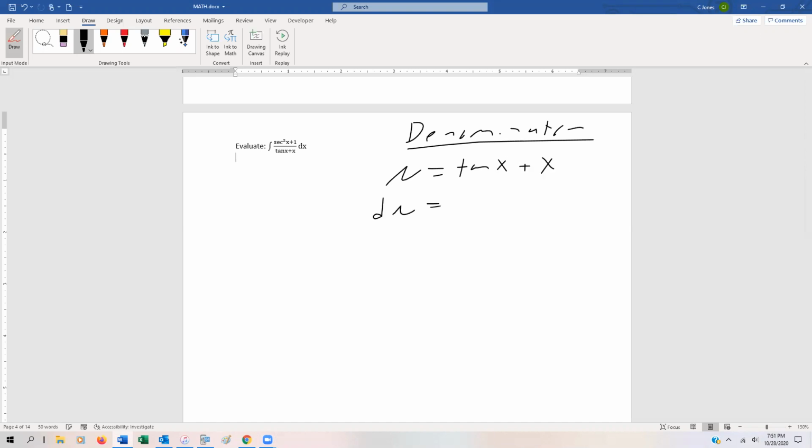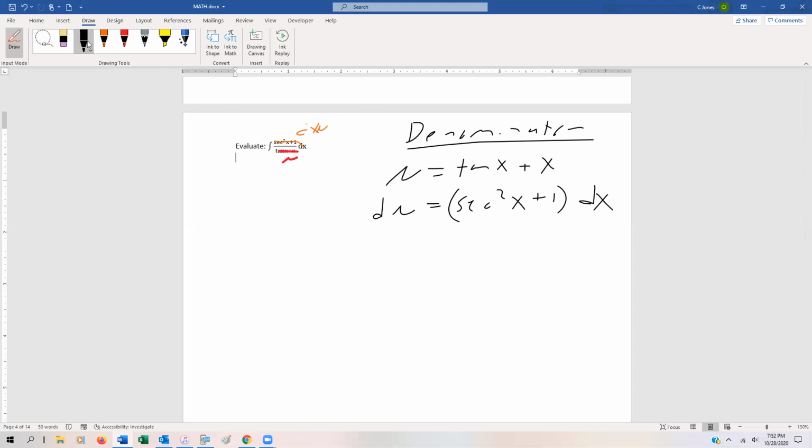And the derivative of tangent, we know, is secant squared x. We know the derivative of x is 1. And we know that this is going to be a dx. And the good news is that this is exactly what we want, because if we look in the numerator, we have sec squared x plus 1 dx. And all of this will just become du. And the denominator is just going to become u.